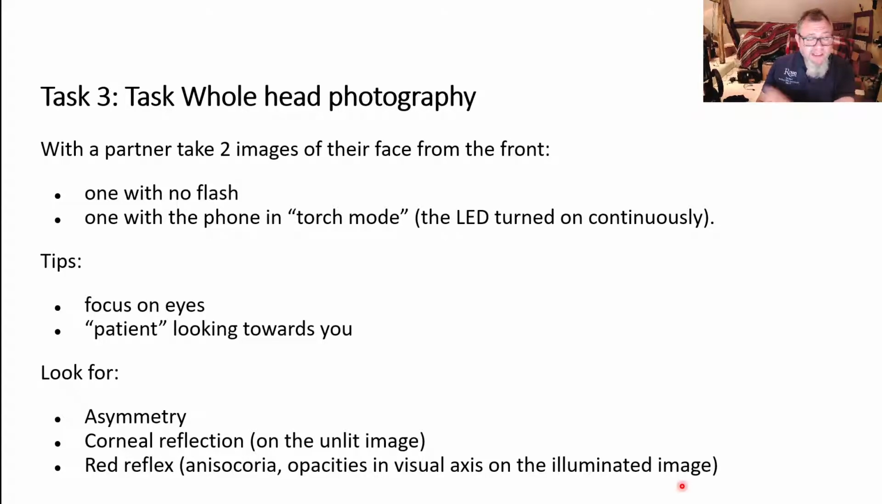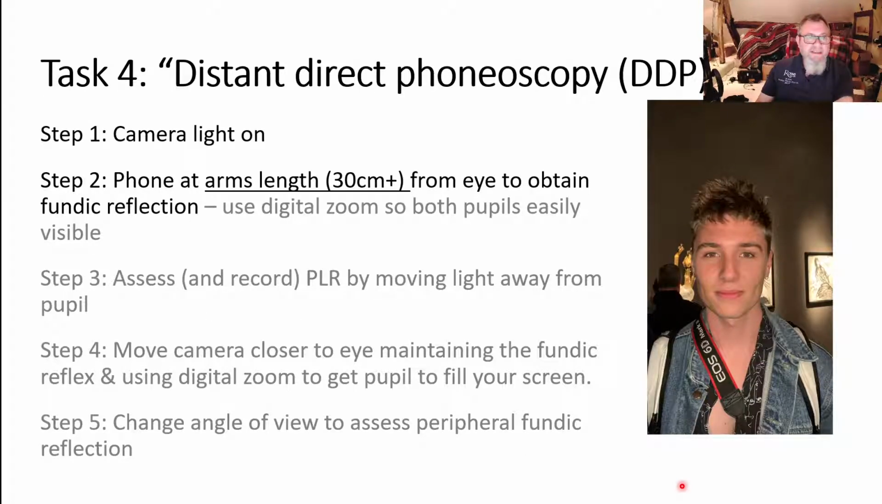You want to focus on the eyes, and you want the patient looking towards you, so tap to focus, talk to your patient, say look straight towards you, and then examine the photograph looking for asymmetry in the whole eye: pupil aperture, third eyelid position, pupil size, shape, and look at reflections. Look for corneal reflections, which tell you a lot about corneal pathology, particularly comparing the image without the light, the unlit image, and then the lit image. You should be able to see the red reflex if you're a human patient, or the blue or green reflex if you're an animal patient. See if you can zoom in and see any opacities in the illuminated images.